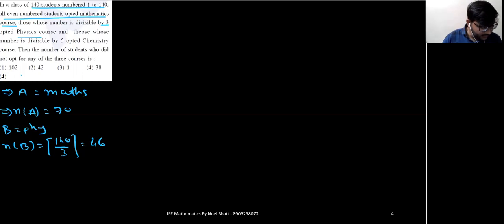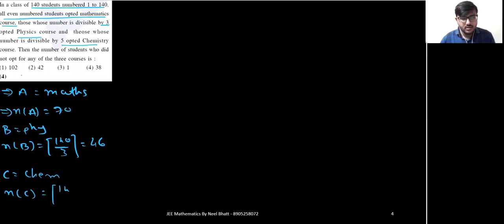Okay, then those whose number is divisible by 5 opted for chemistry. So let's say C stands for chemistry. So number of C is 140 divided by 5, which is 28.